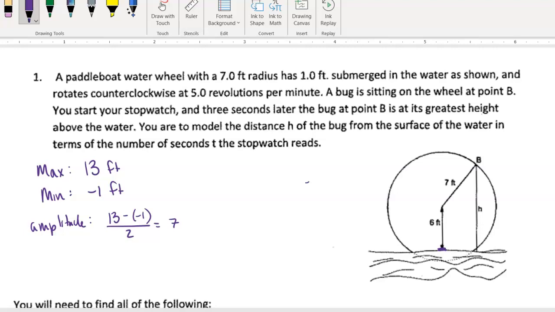The period is how long it takes to repeat itself. And so there's some things here that help me figure out what the period would be. So the time it would take for 1 revolution of the circle. We can get that from right here. So we know that there's 5 revolutions in 1 minute, or 5 revolutions in 60 seconds.